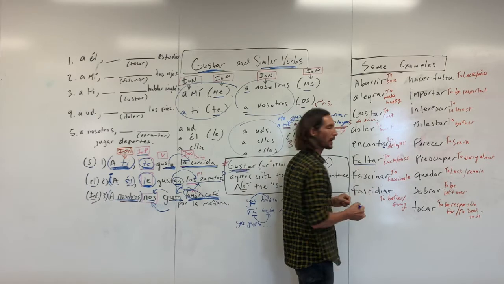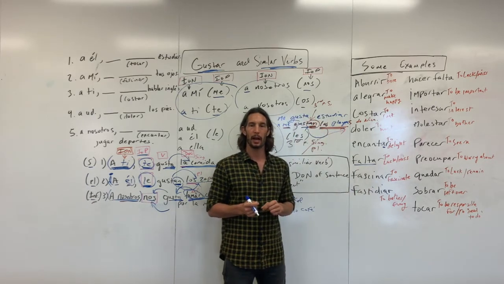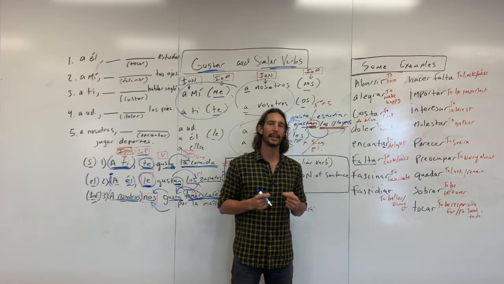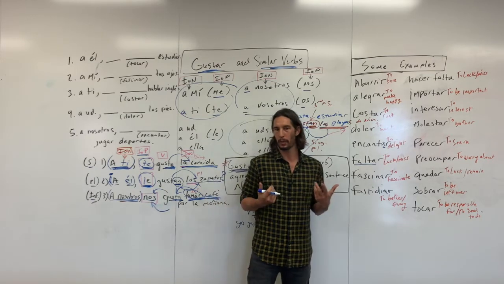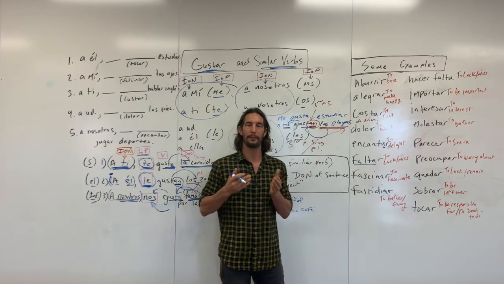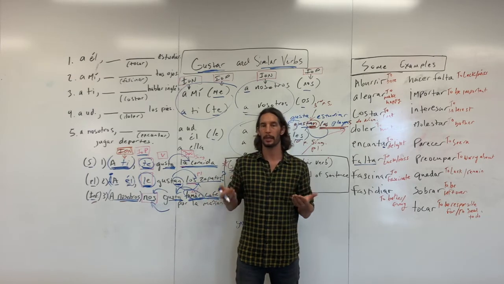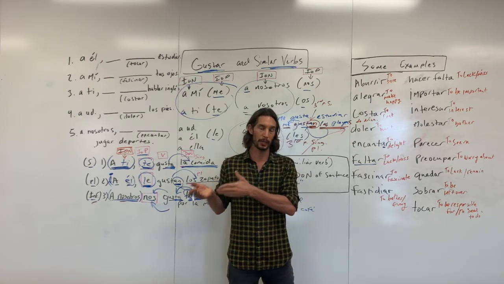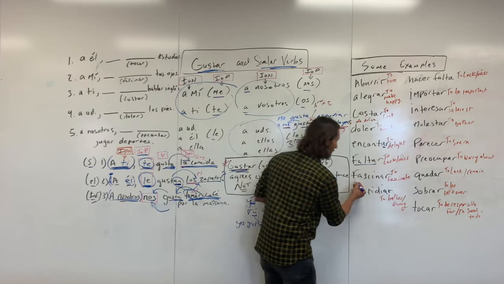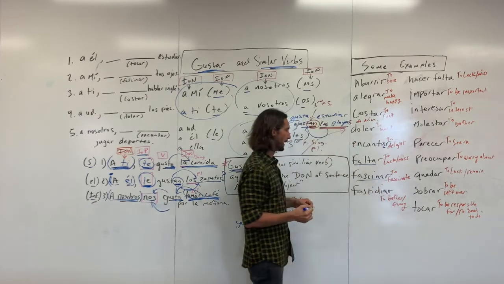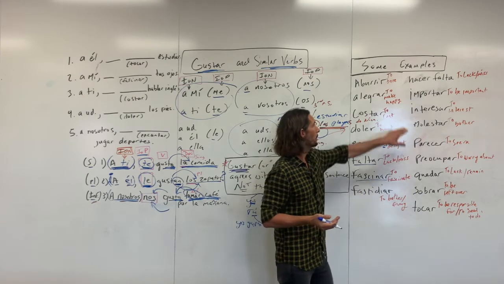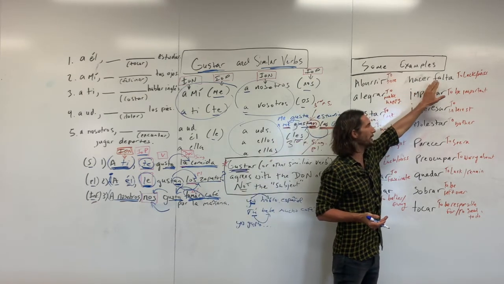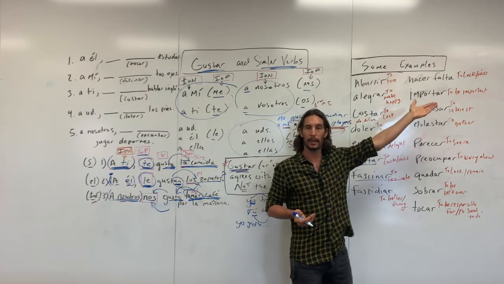Faltar is to lack or to miss, right? You could say, me falta una clase, like I'm missing one class. For example, it would be me falta una clase, because it'd be falta since una clase is third person, right? Fascinar is to fascinate. Fastidiar is to bother or annoy. Hacer falta is to lack or miss.